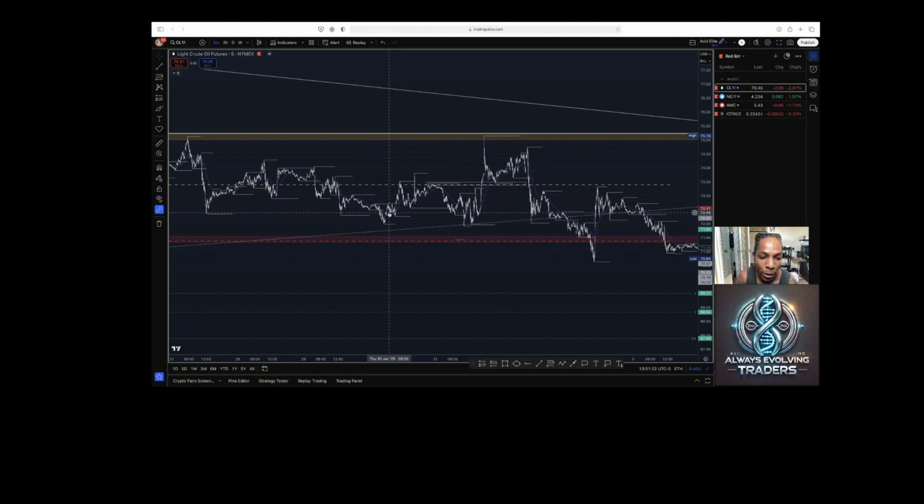So how I define liquidity is basically a high or low that took out a previous high or low. So right here, I got a high that took out this high. So that would get circled, and that's a liquidity point.